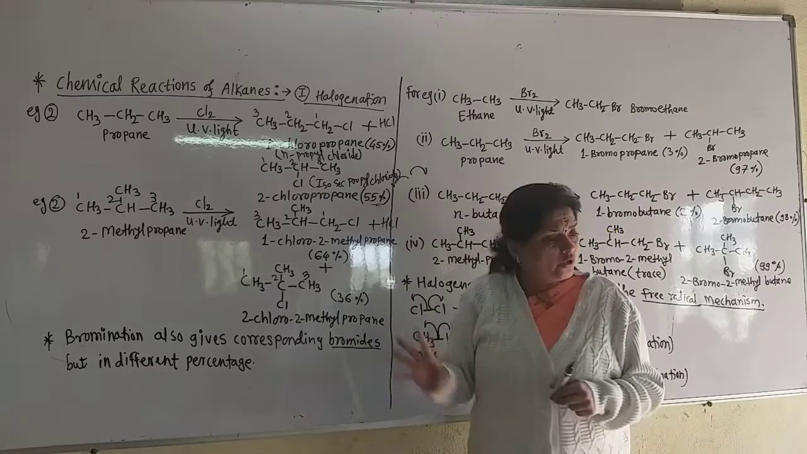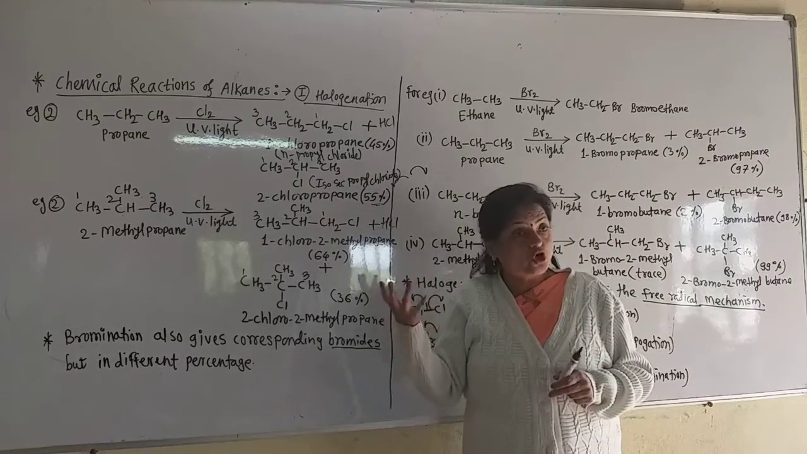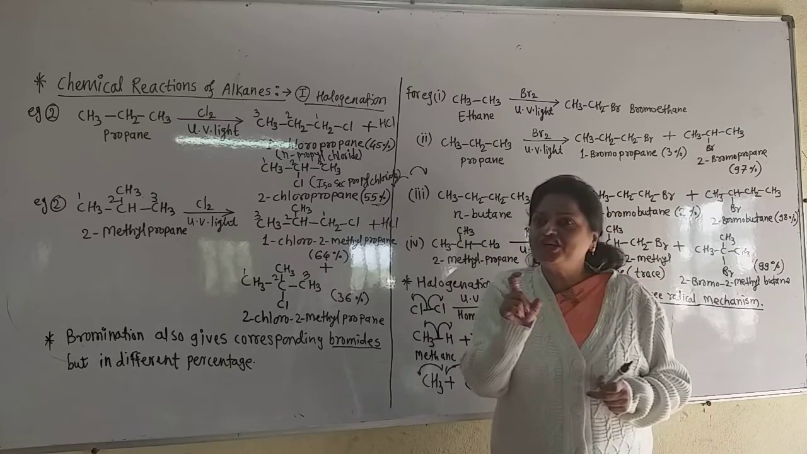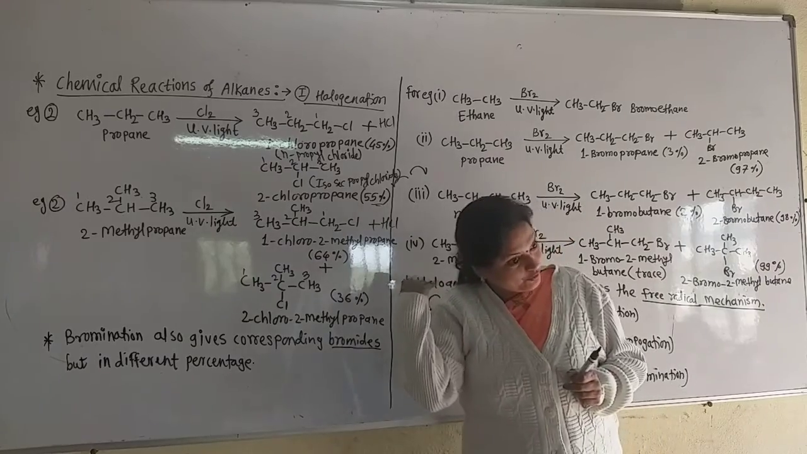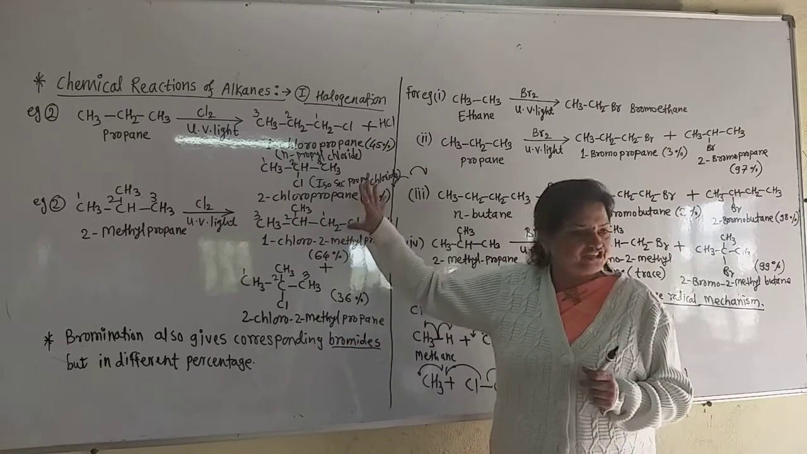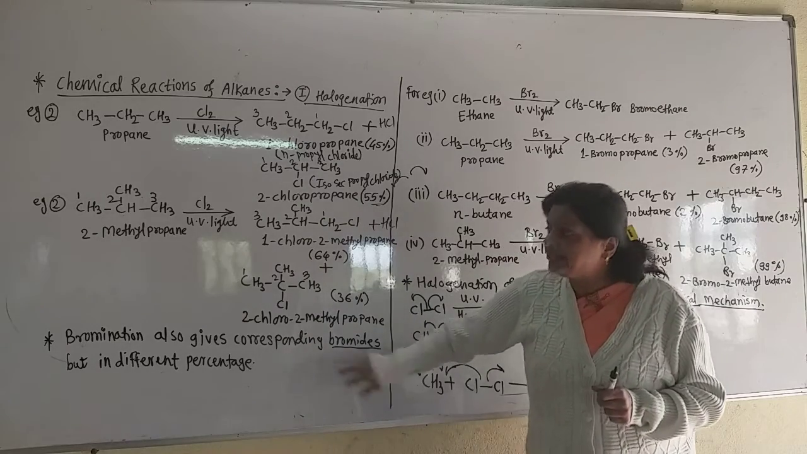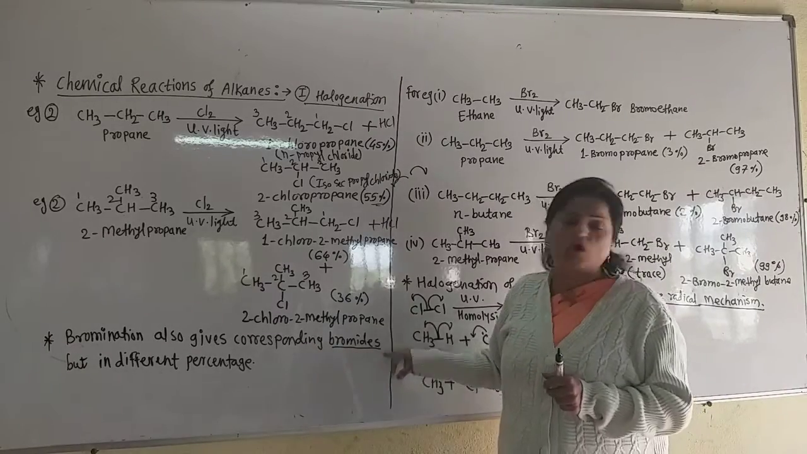In case of chlorination, there is no such proportion of how the normal are less or branched are more. But in bromination, that is true. Branched bromoalkanes are more in proportion than the straight bromoalkanes. Now in chlorination, such a proportion rule is not there. Now see about the bromination. Bromination also gives the corresponding bromides.